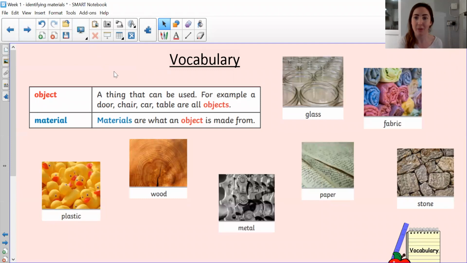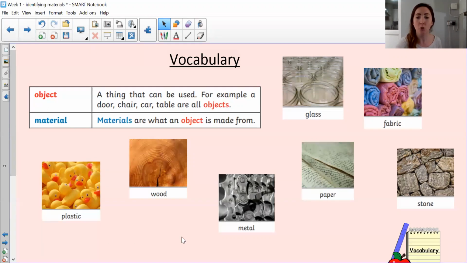So the vocabulary that we're going to be using in today's lesson: object, as we said before on the steps to success. Object means a thing that can be used. For example, a door, chair, car, tables are all objects, we use them. And a material, materials are what an object is made from.